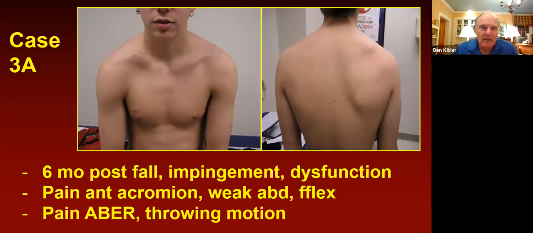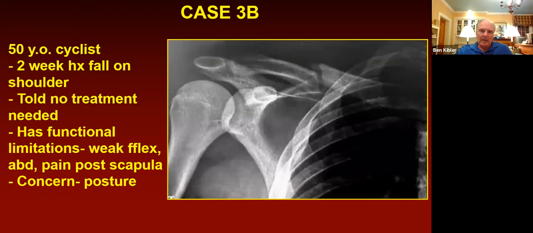So here's a case. This is a young guy who, 6 months status post fall, has a malunited but healed fracture. And you say, why is he in my office? Well, he's in my office because he hurts. He has impingement. He has a weakness of forward flexion, and he can't go into overhead positioning. And you see from the front it looks kind of funny, but from the back, you see the huge amount of scapular protraction.